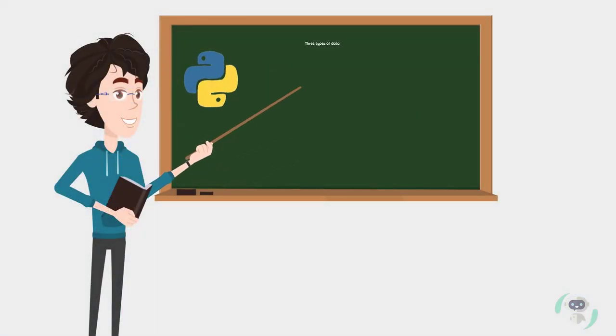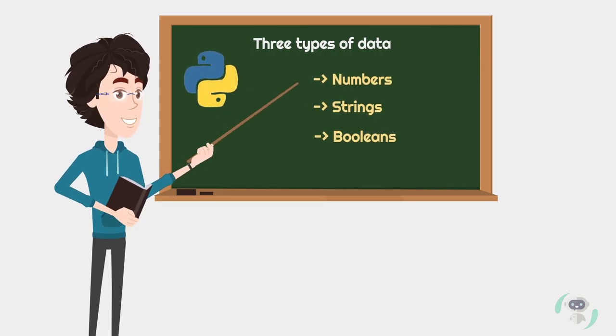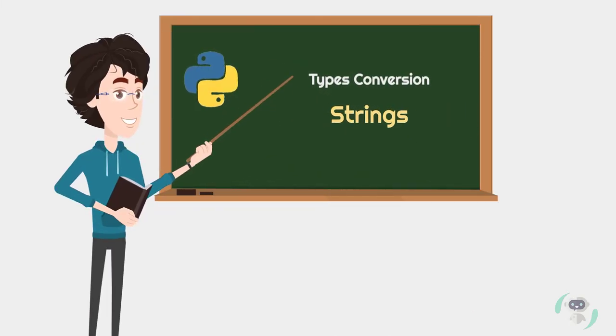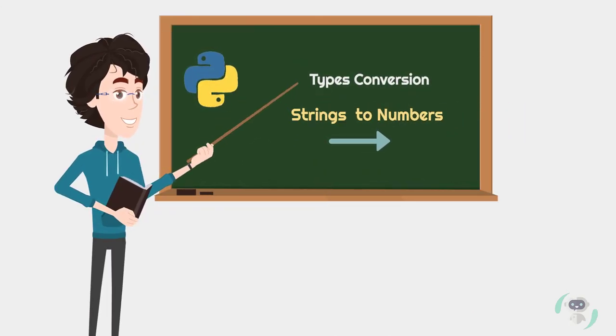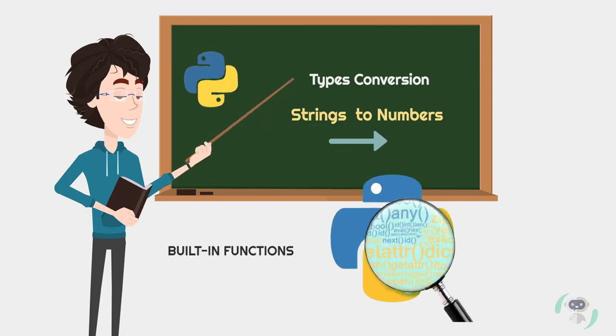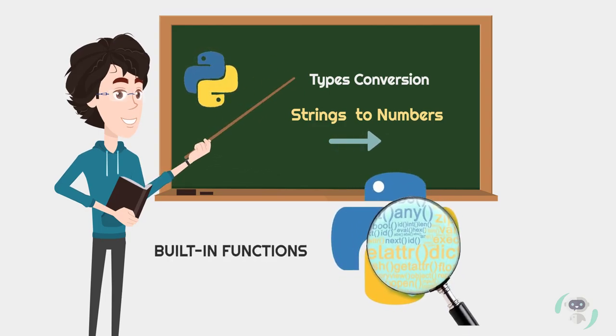In Python, we deal with three types of data: numbers, strings, and booleans. But what happens when you need to convert the value of a variable from one type to another? Well, that's where our trusty built-in functions come into play.